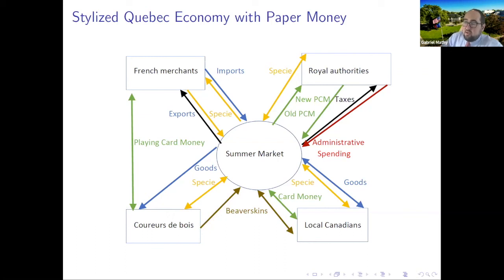That's going to make things easier because now you can use playing card money. So you can use specie instead to buy imports. It's going to relax the balance of payments constraint.